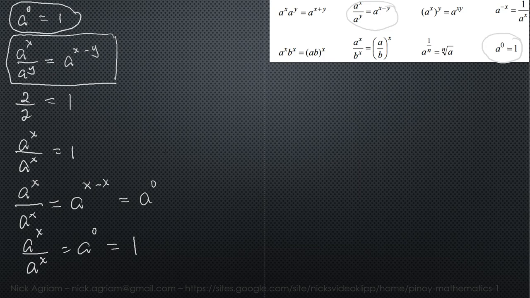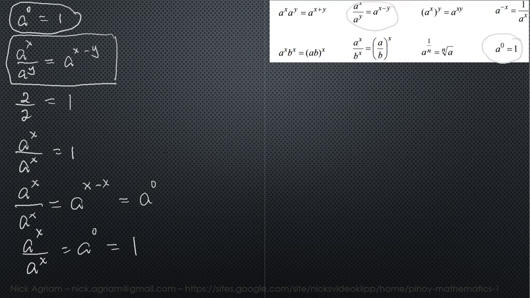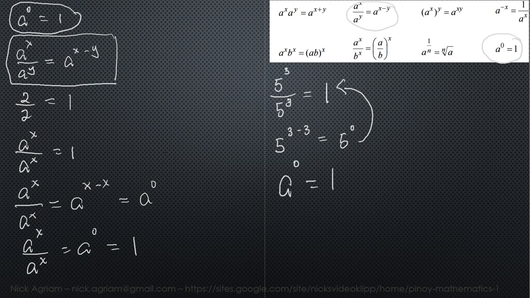I will give some more examples. For example, 5^3 divided by 5^3. As we know, that is 1. But we can use the law of exponent on division. So we have 3 minus 3, that is also 5^0. So any number raised to 0 is equal to 1.